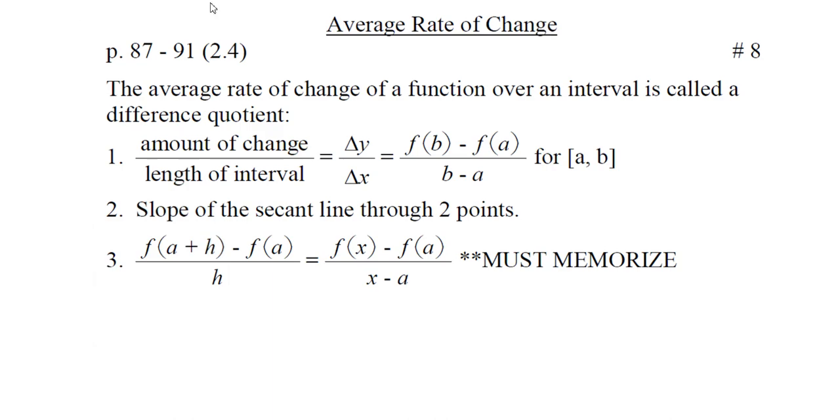And average rate of change. The average rate of change of a function over an interval is called a difference quotient. There are different ways of describing this difference quotient. You have the amount of change divided by the length of the interval, delta y over delta x. The one that I've tended to use a lot in my class is f of b minus f of a over b minus a for that closed interval, the slope of a secant line through 2 points.